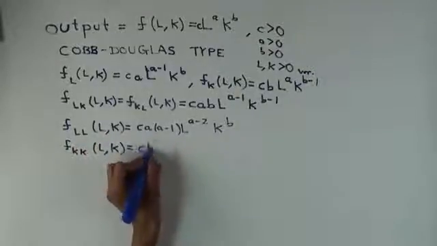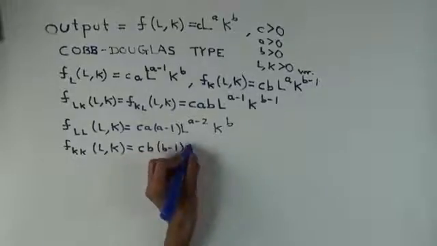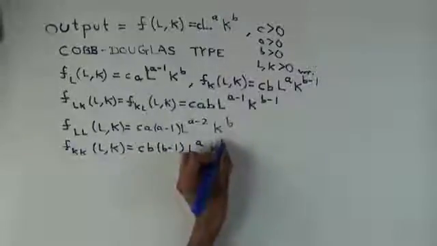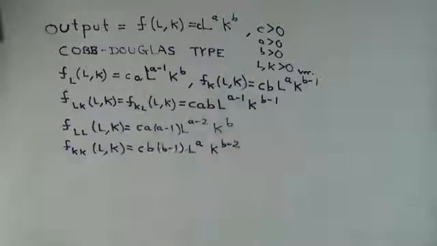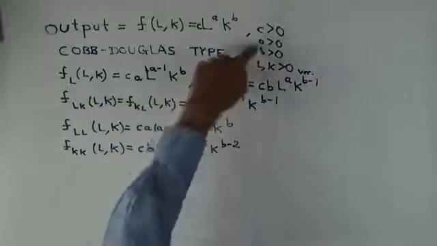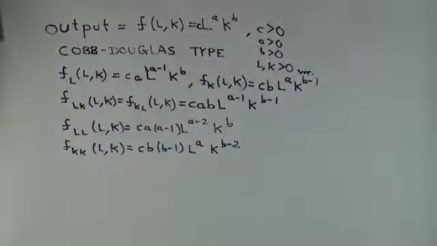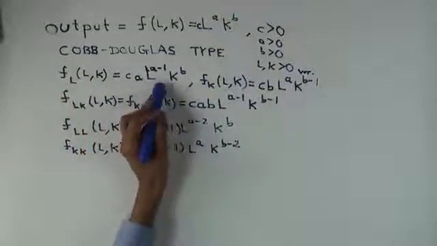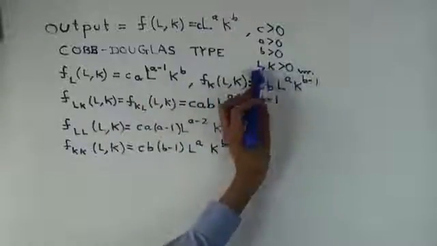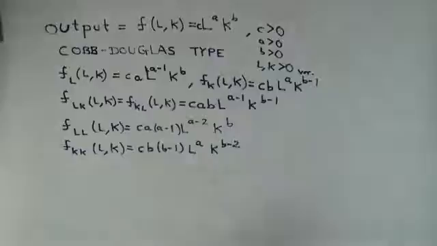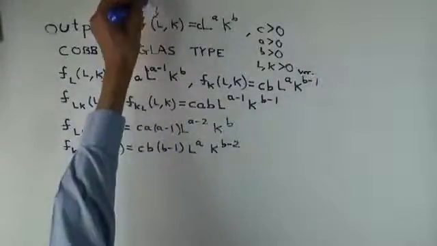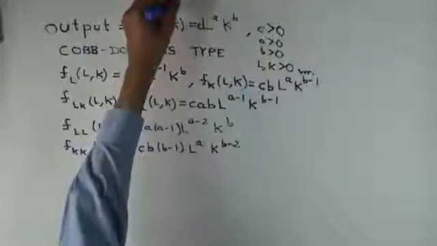And F sub KK will be C B (B minus 1), L to the A, K to the B minus 2. Awesome. So we have all these partials. Now, what can you say about the signs of these expressions? Well, I assumed A and B are both positive, and C is positive. So you can say without much hesitation that this expression is positive for all L and K. By the way, if you haven't seen the previous video, L was labor expenditure and K is capital expenditure.